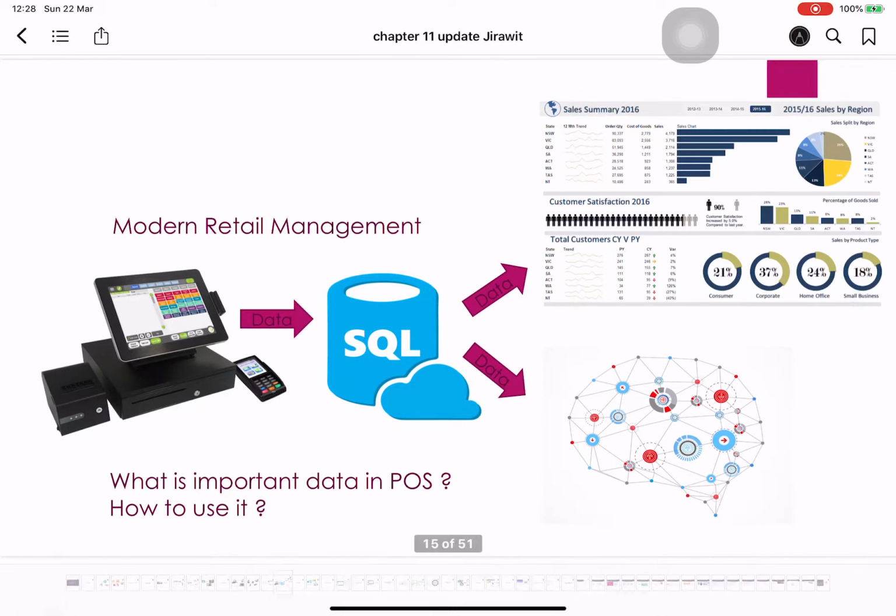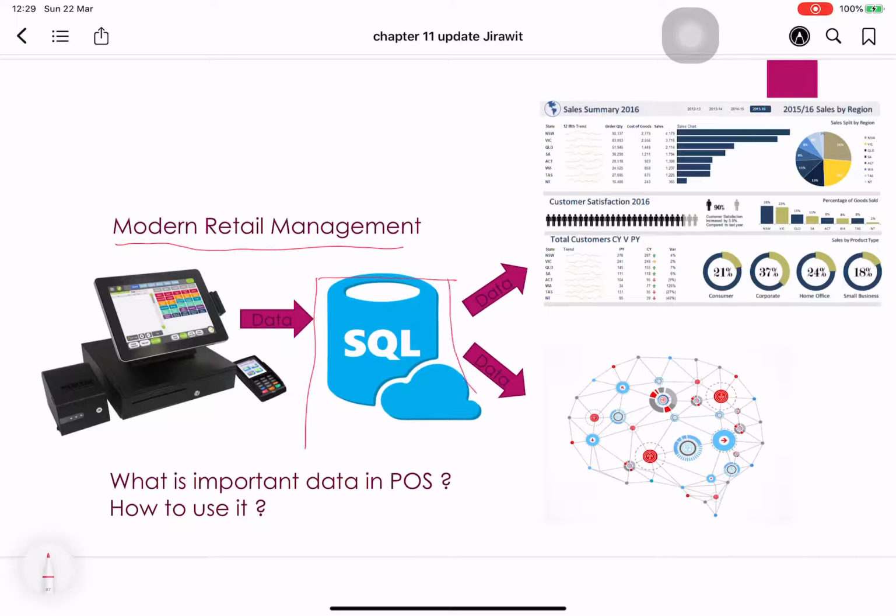This is another point of sale that we can apply for modern retail management. Here we use SQL to set up a database, or you may have heard about business intelligence, BI. What is the importance of the data in the POS and how do we use it? This is a diagram of the POS.